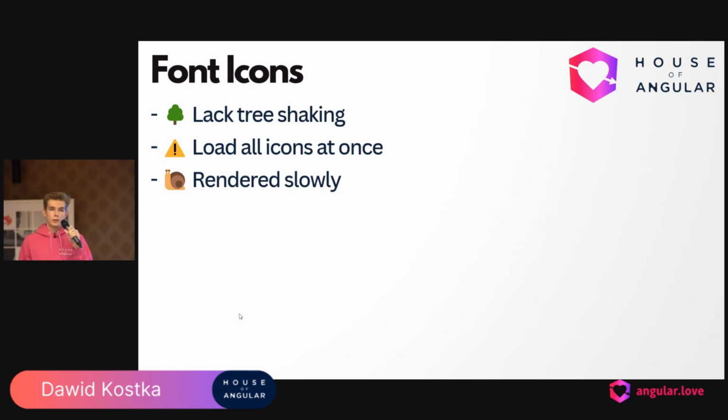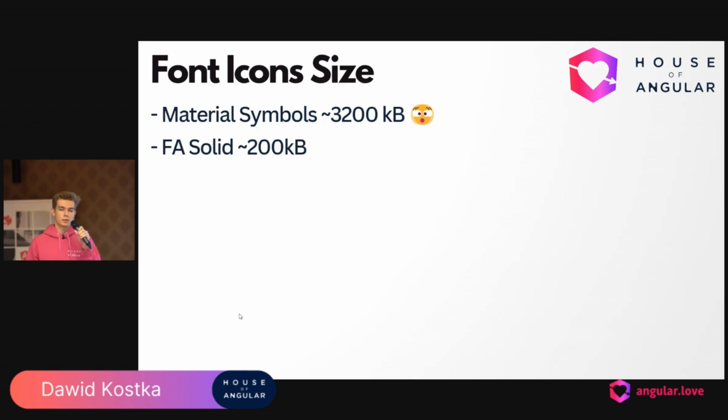The icons are often rendered really slowly just because they often weigh too much. So for example, the Google Material Symbols can weigh as much as 3.2 megabytes. Believe it or not, this is a really big amount. Fortunately, other kits are much more optimized. So for example, the Font Awesome kit will weigh around 100 to 200 kilobytes.